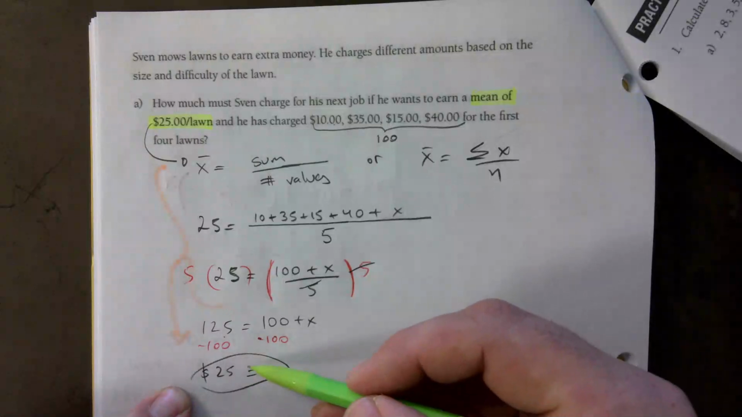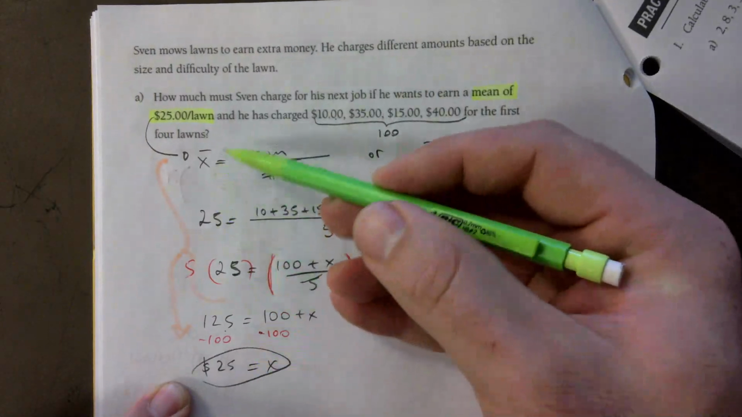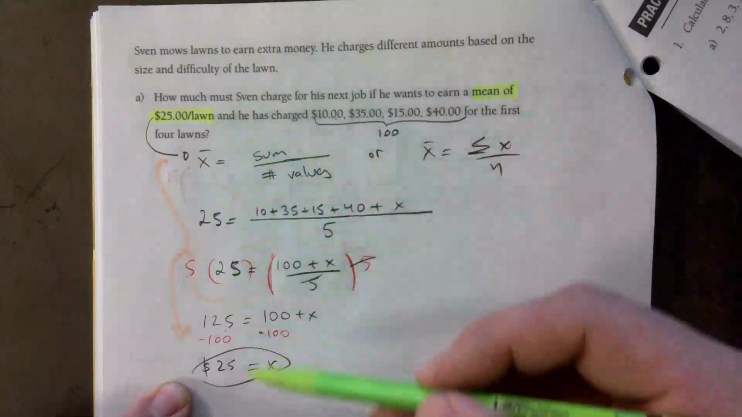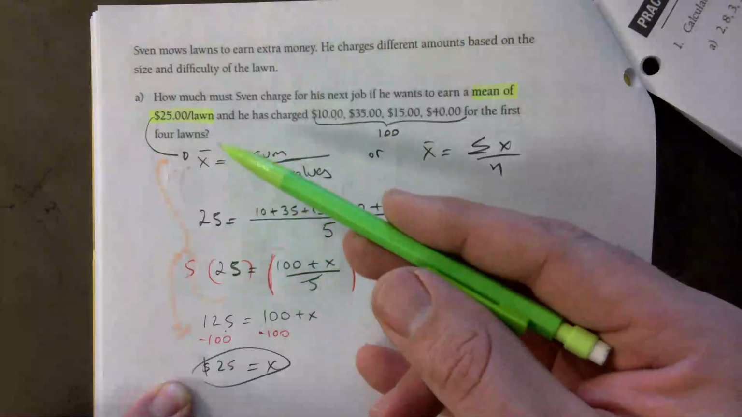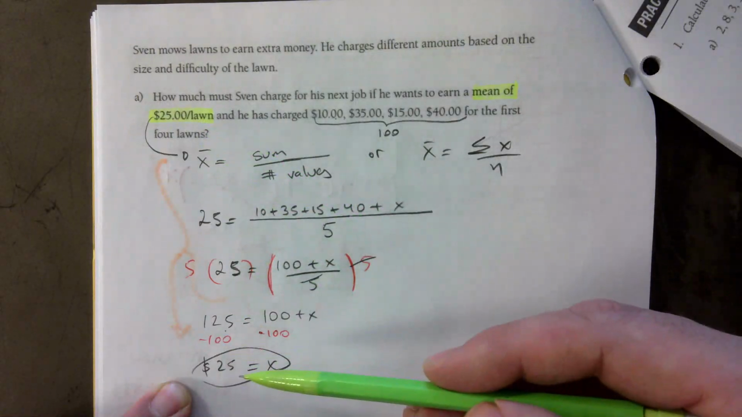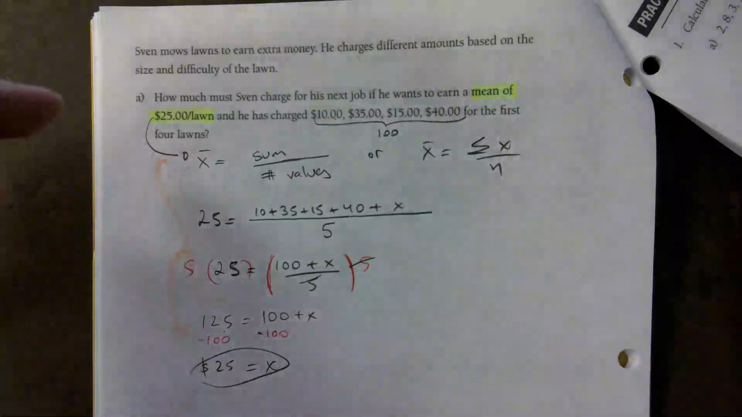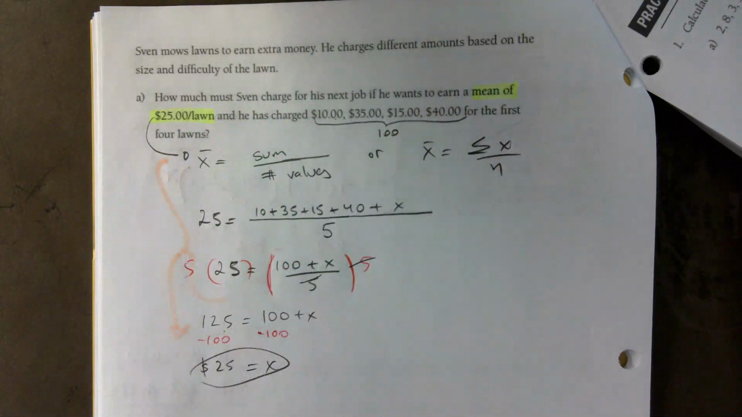Whatever units you get for your average, that is the unit that will accompany your answer. So if this is meters, yards, whatever, that's what we're here for. So the next job must be 25 bucks in this case.